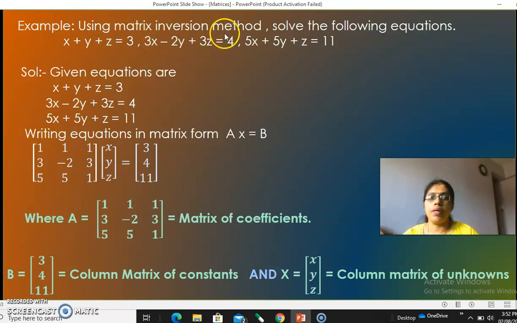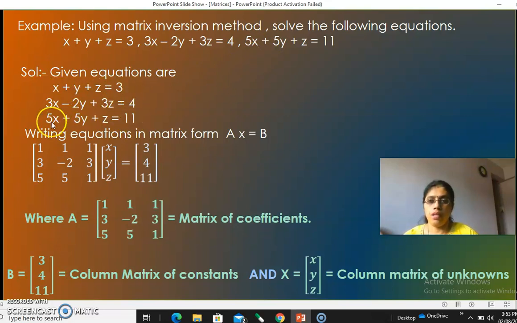The question is: using the matrix inversion method, solve the following equations. The equations are x plus y plus z equal to 3, 3x minus 2y plus 3z equal to 4, 5x plus 5y plus z equal to 11. So these are the 3 equations given to us. You first have to observe whether they are in standard form or not. What is that standard form? In each and every equation, the first term should be x, the second should be y, the third should be z, and the constant should be on the RHS. Now here in the given equations, they are already in standard form.